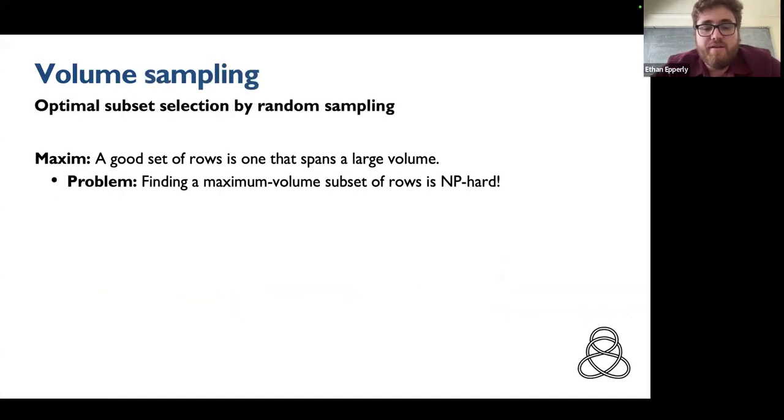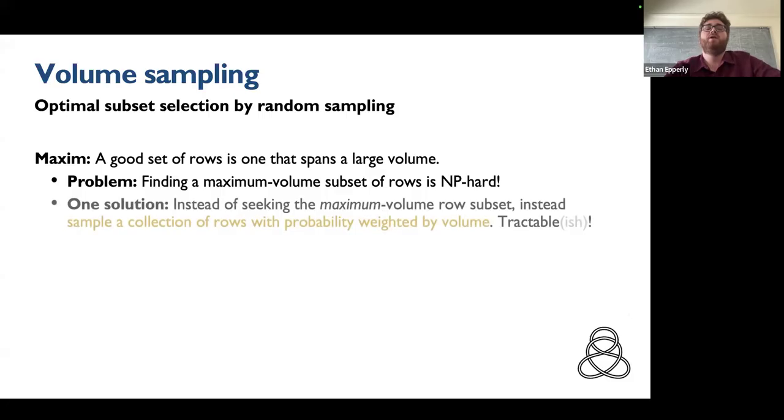Now, unfortunately, finding a maximum volume subset of rows is an NP-hard combinatorial optimization problem. So we're not going to be able to solve this problem exactly, and there are several different approaches we can use to get around this NP-hardness result. One of the most beautiful is to relax this optimization problem of finding a maximum volume subset to instead a sampling problem of trying to select a collection of rows with probability weighted by volume.